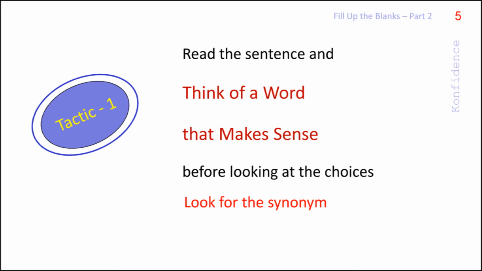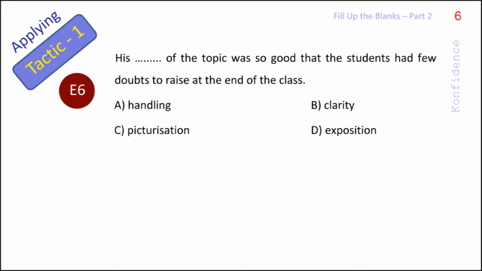This tactic enables us to get a sense of the sentence as a whole without being distracted by the answer choices. We are free to concentrate on spotting the key words in the sentence that help us to understand the meaning clearly. Once we grasp the meaning, we can guess a suitable word that fills up the blank. But if we look at the choices first, it may confuse us in understanding the meaning of the given sentence. Let us look at the example E6 given in the slide and apply tactic 1. That is, read the sentence and think of a word that makes sense before looking at the choices.